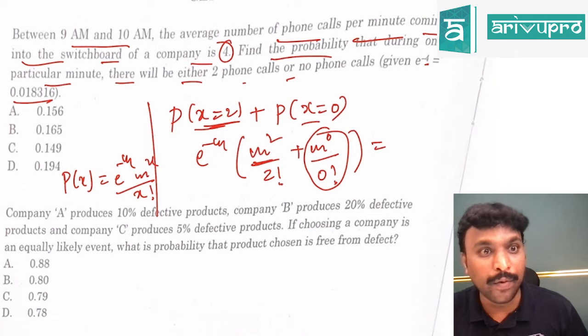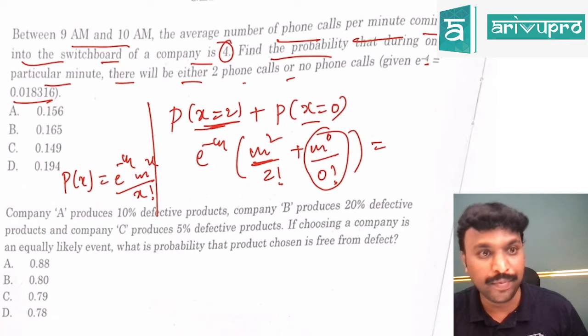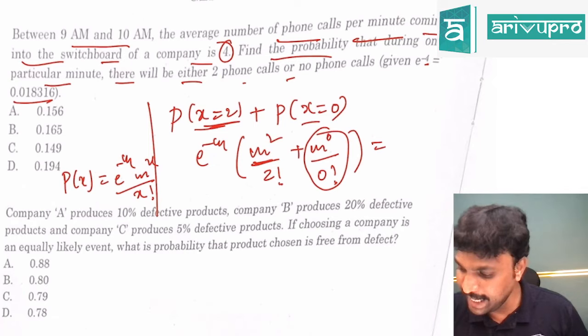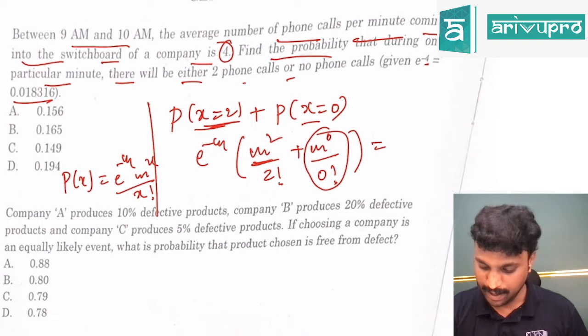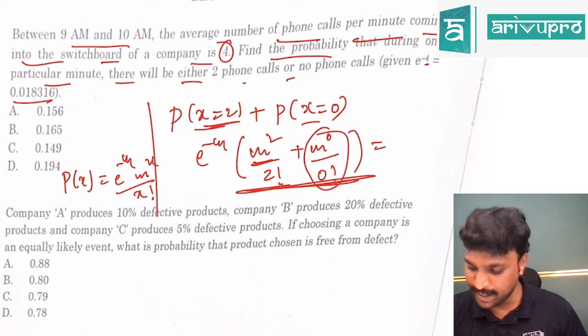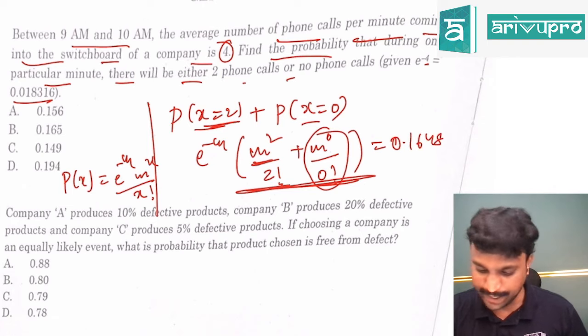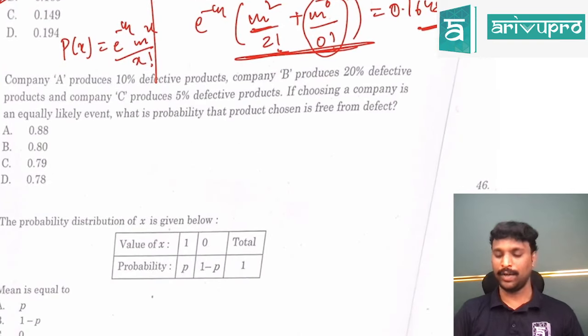0.01813 to be multiplied with 9. Whatever is within this bracket is 9. So the answer is 0.1648, that means 0.165 is the answer. Option B. Guys, look at the next question.